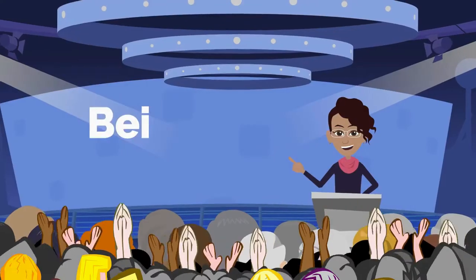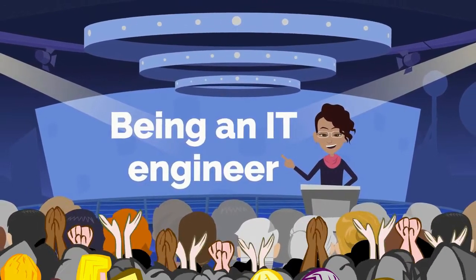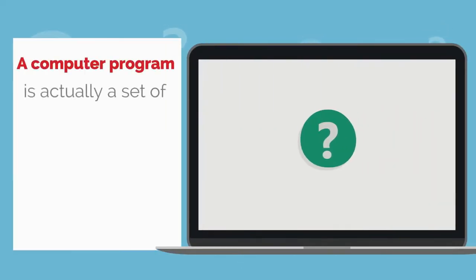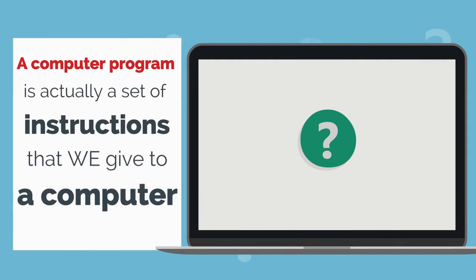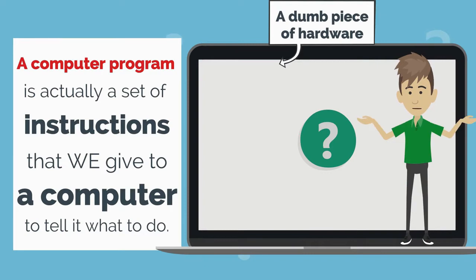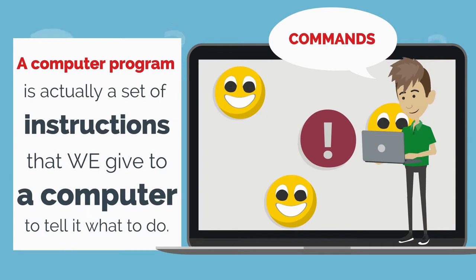Of course. Being an IT engineer, I tend to assume that everyone knows these terms. Bring that chair here and sit next to me. I'll explain. A computer program is actually a set of instructions that we give to a computer to tell it what to do. Without instructions, a computer's just a dumb piece of hardware that doesn't know what to do with itself. It's the commands we give it that make it useful.